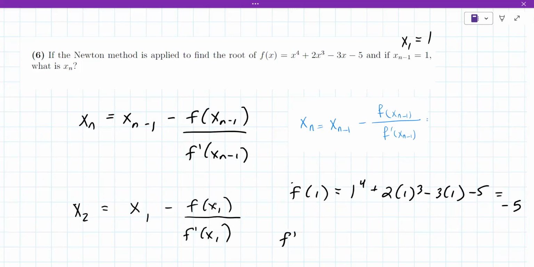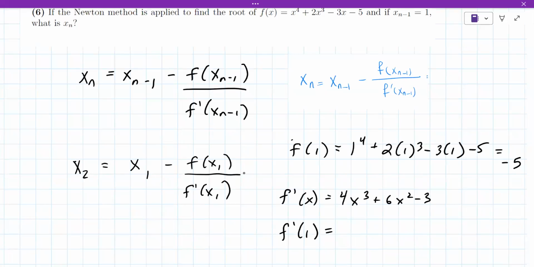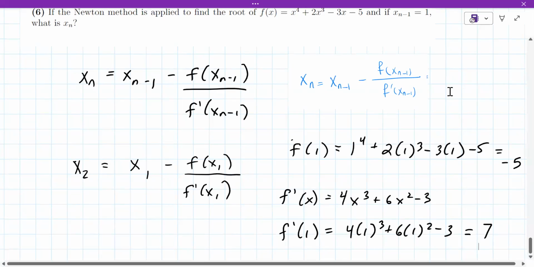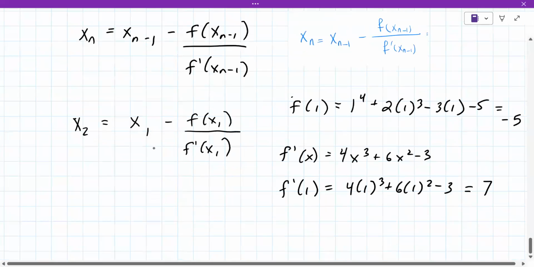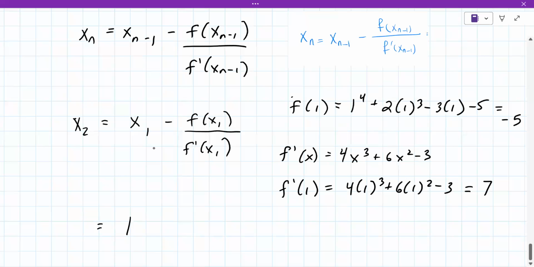It's nice. You have to be able to take a derivative. Your derivative is 4x cubed plus 6x squared minus 3. And then you also want to evaluate f prime of 1 is 4 times 1 cubed plus 6 times 1 squared minus 3. And that is 7. So once you have those numbers, the first number goes in the numerator, second number goes in the denominator. Your x1 is what's given. So the answer here is it's 1 minus -5 over 7, which is 12 over 7.